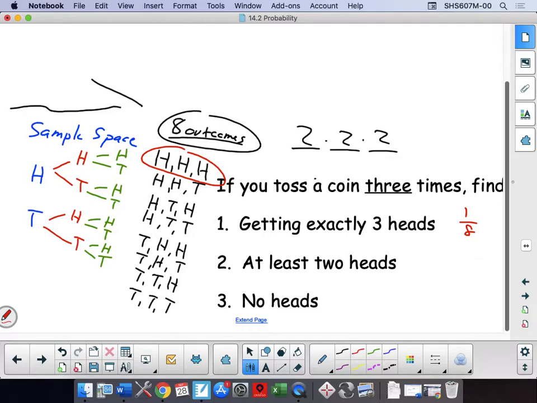Now at least 2 heads. What does at least 2 heads mean? I could have 3, but at least 2. So count the number of ways. Look at your sample space.